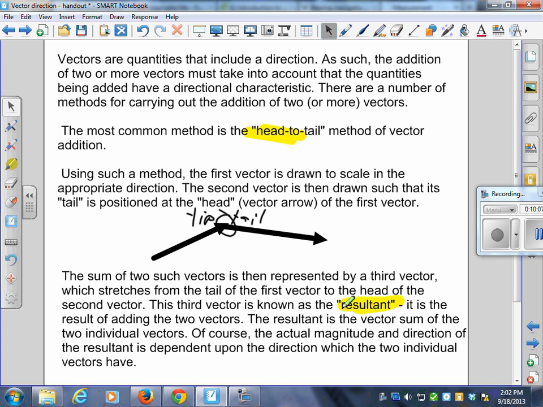It is the result of adding two vectors. The resultant is the vector sum of the two individual vectors.